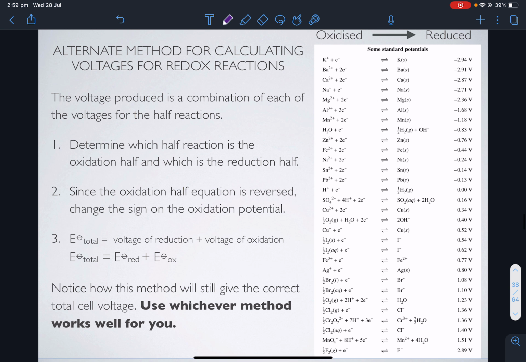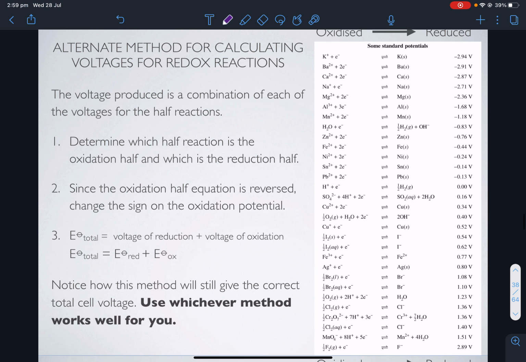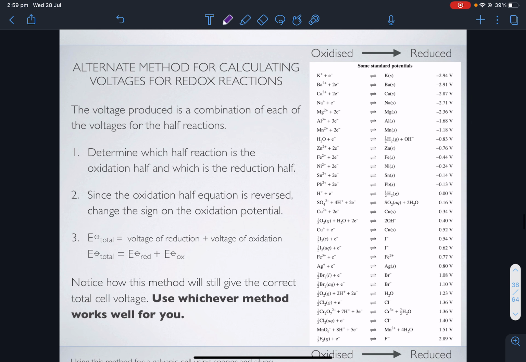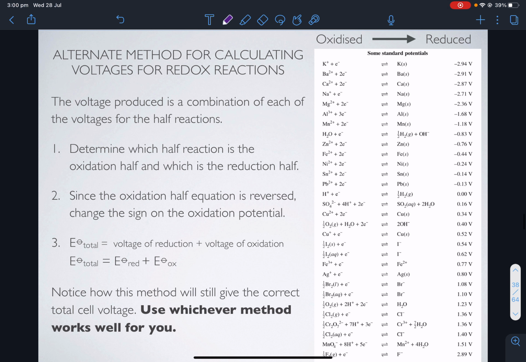All right. Oh, I've got this a bit late, but I thought I'd add it here. There's an alternate method for calculating the total cell voltage for your reaction. And here's the reaction down here. Notice it's very similar to the one that we used before. It's still got reduction and oxidation in the same spot, but there's a positive between them. And why does it do that?